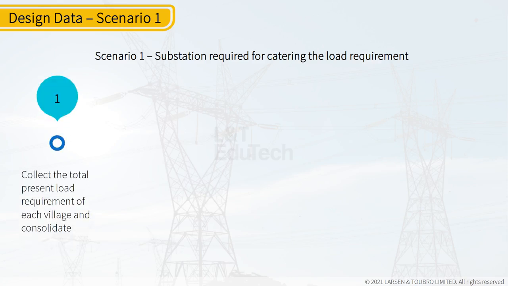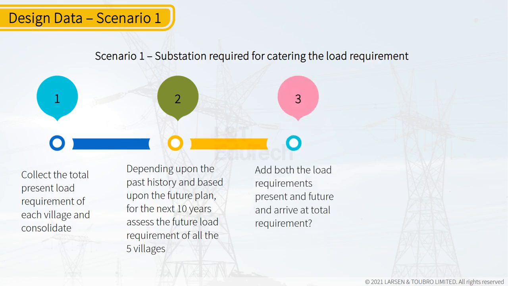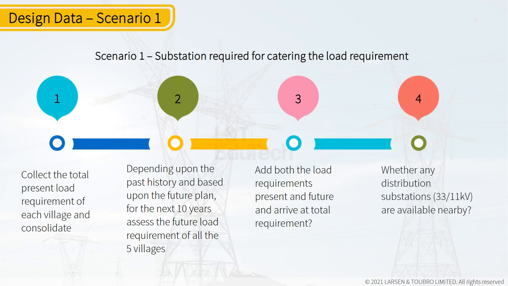Collect the total present load requirement of each village and consolidate. Depending upon the past history and based upon the future plan for the next 10 years, assess the future load requirement of all the 5 villages. Add both the load requirements, present and future, and arrive at the total requirement. Check whether any distribution substations, 33 or 11 kV, are available nearby.